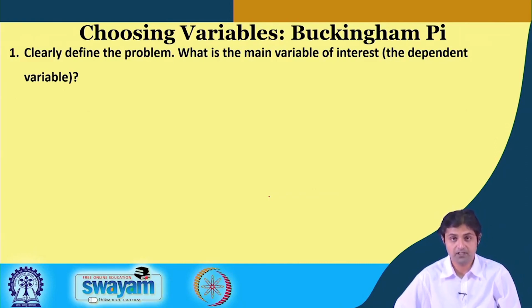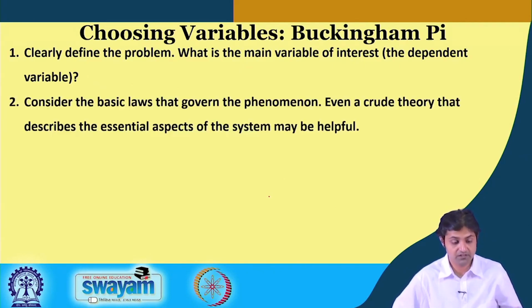In the example that we have solved, the time period was the dependent variable, and in the pipe flow problem that we have done before, the pressure drop per unit length was the main variable of interest. Now, consider the basic laws that govern the phenomenon. Even a crude theory that describes the essential aspects of the system may be helpful in cases like these.